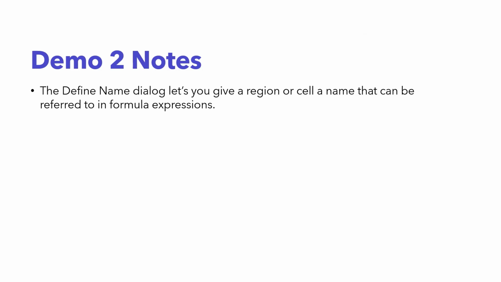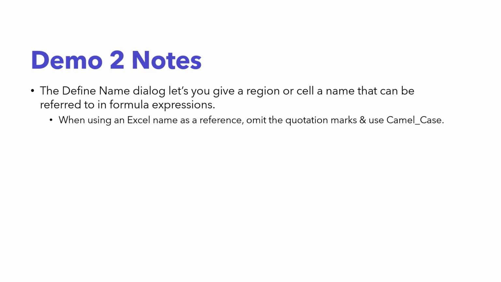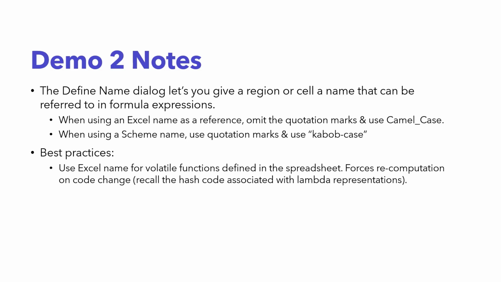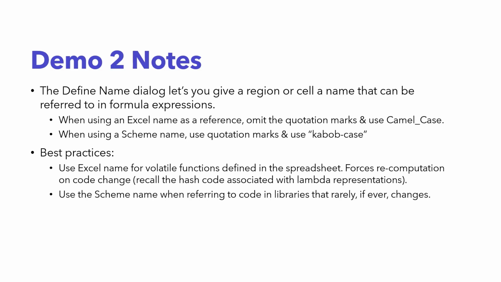Okay, demo 2 notes. The define name dialog lets you give a region or cell a name that can be referred to in formula expressions. When using an Excel name as a reference, we'll omit the quotation marks and use camel case. When using a scheme name, we'll use quotation marks and kebab case, which is more in line with scheme conventions. Our best practices are to use the Excel name for volatile functions defined in the spreadsheet. Use the scheme name when referring to code in the library.